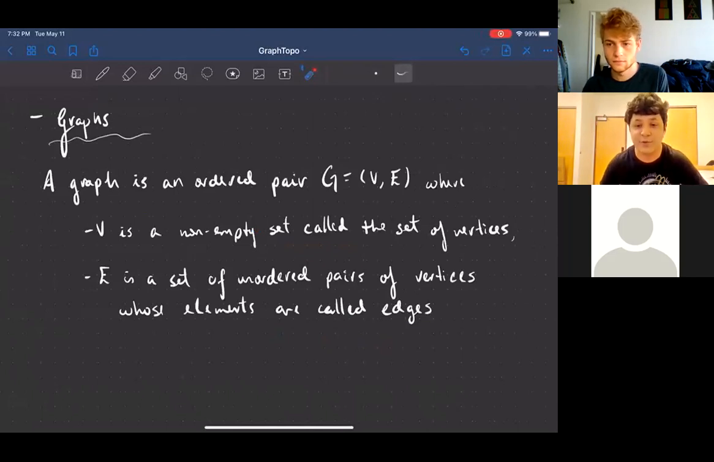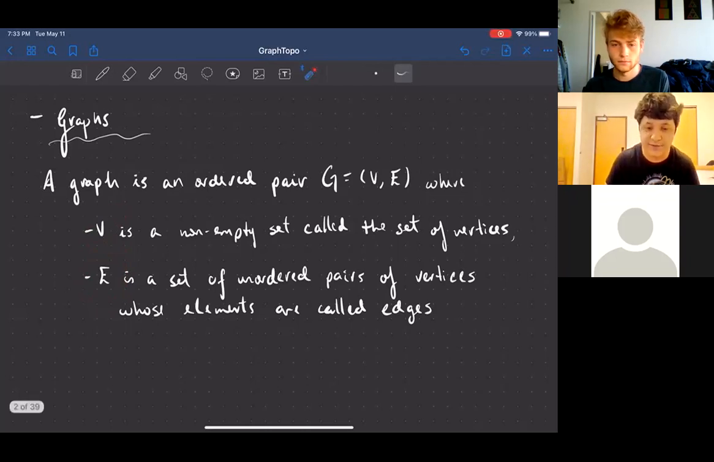So probably most of you already know what a graph is. A graph is just an ordered pair, which we will denote in this talk by G, which is composed of the set V, which is a non-empty set of points, which we will call vertices, and the set E, which will contain subsets of the set of vertices, which we will call edges.